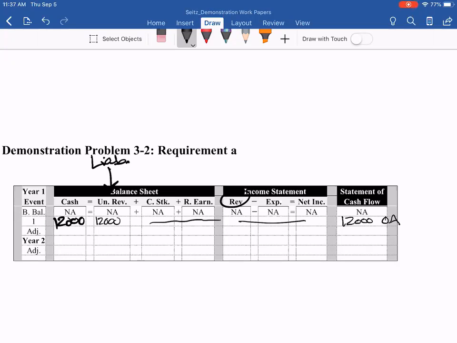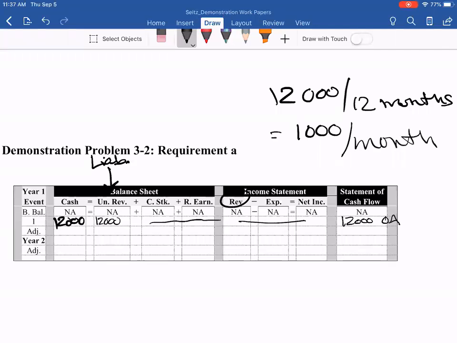The next one that we need to do is any adjustments that need to be made. And it said that this was on October 1st. Jackson agreed to provide legal services to the client for a one-year period beginning on the date of the receipt. So just assuming that it's equally earned throughout the period, we earned $12,000 a year. So 12,000 divided by 12 months. Of course, nice and easy, 1,000 a month over the next year.